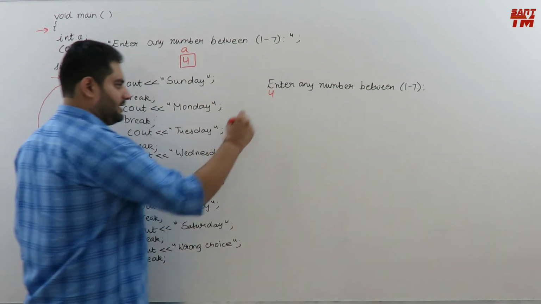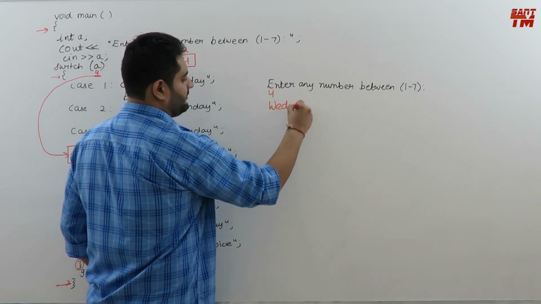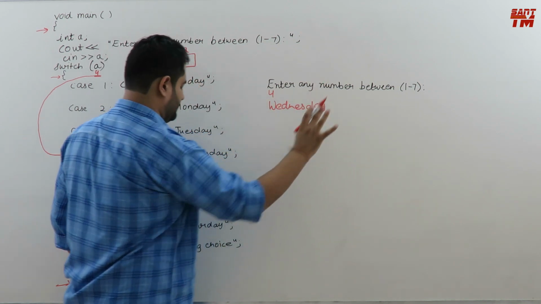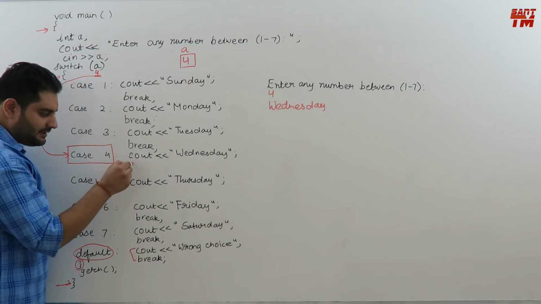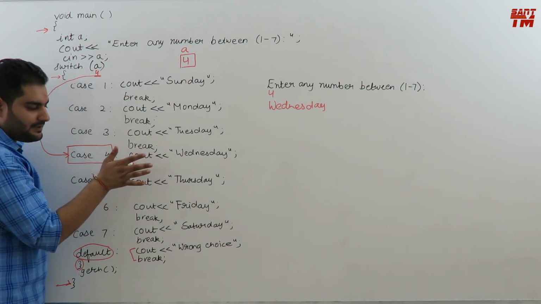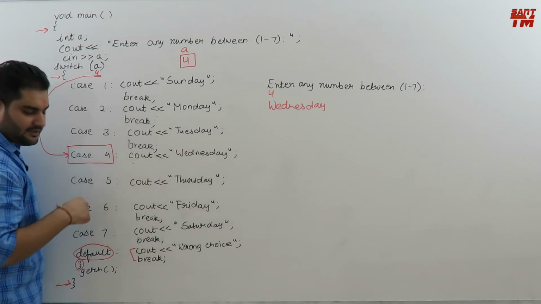See out Wednesday. Okay, this much is okay. We understand that Wednesday will be outputted. Now, after see out Wednesday, what will happen? There is no break statement. When there is no break statement, we are not able to come out of this switch case.